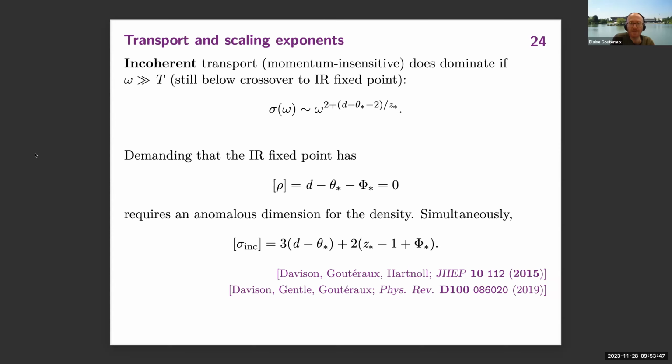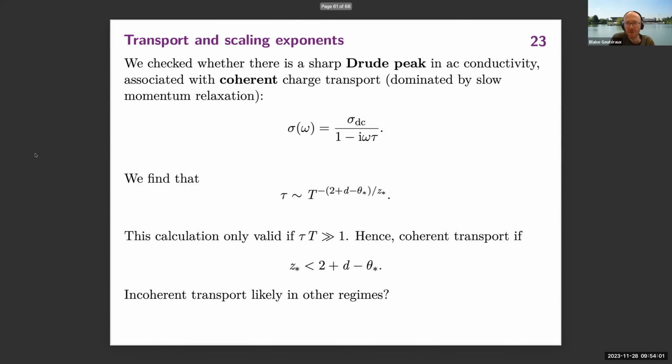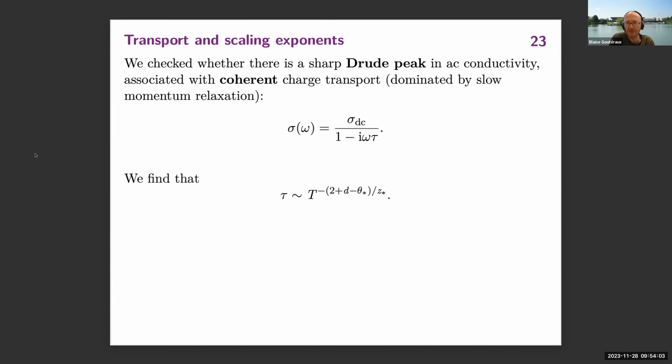Can I ask a question about the DC conductivity? I think your result is that the DC conductivity can continue to diverge as T goes to 0, but there's no longer a sharp peak. There's a regime of parameters where this is happening, right? Yes, this is what our calculation suggests.